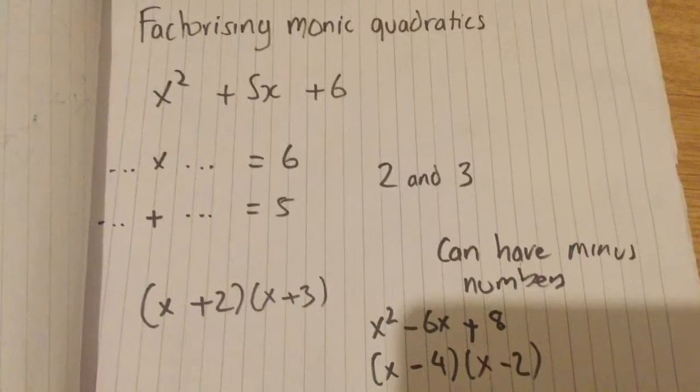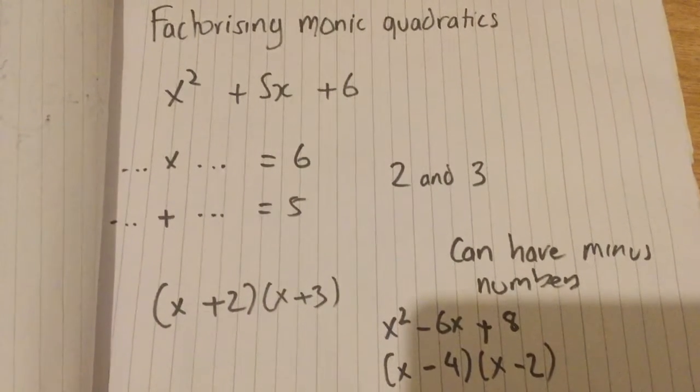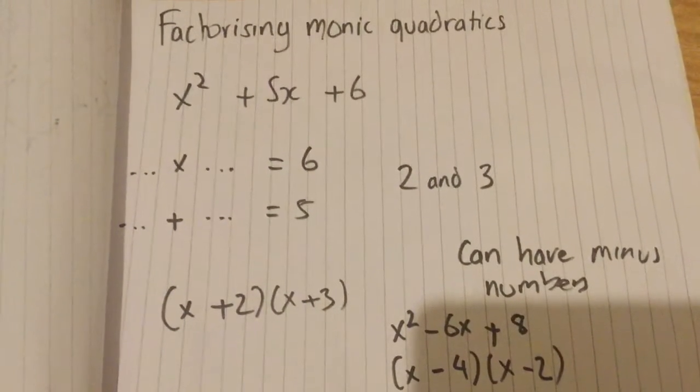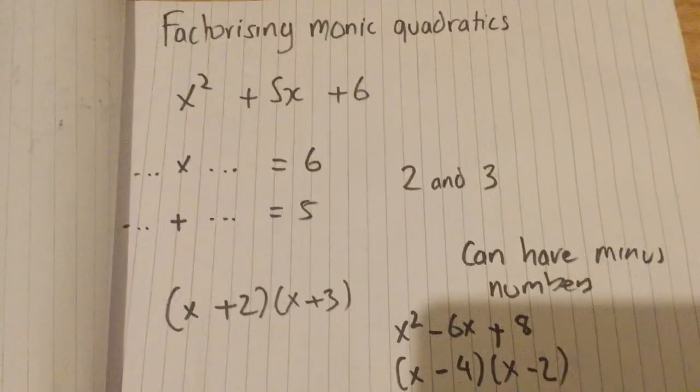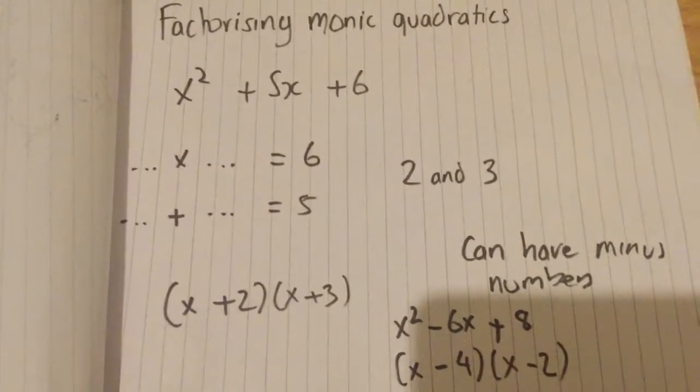Anyways, how does it work? Look at the middle number and the last number. The last number is 6, and the middle number is 5. And the rule is, you want to find 2 numbers that multiply to make the last number, 6, and the same 2 numbers that add up to make 5. Once you found them, which are obviously 2 and 3, you put them in the brackets. x plus 2, x plus 3.